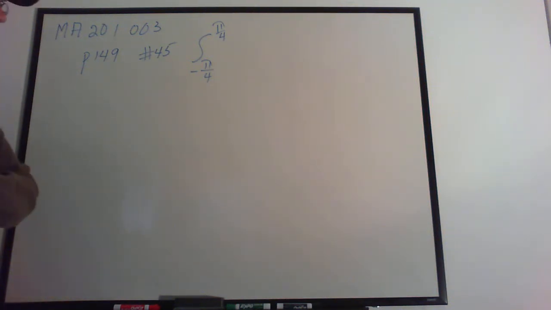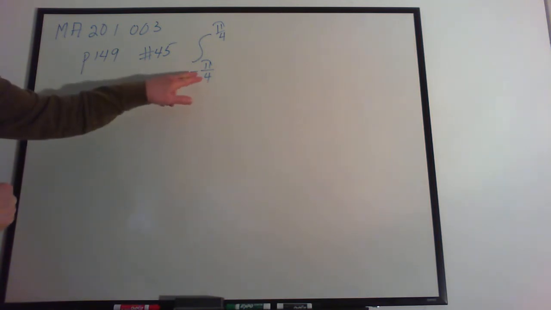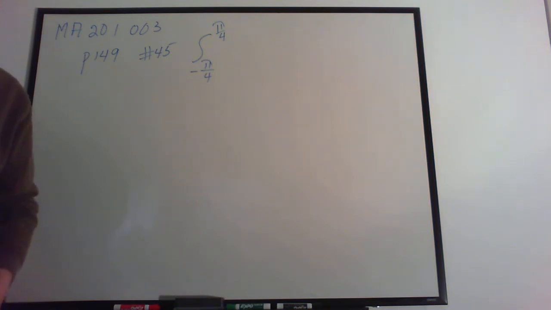I want you to turn to page 149, try problem number 45. Integration is going to be from negative pi over 4 to pi over 4. Try to determine which function is going to go first, which second. Pause the video, and I will put the work on the board.